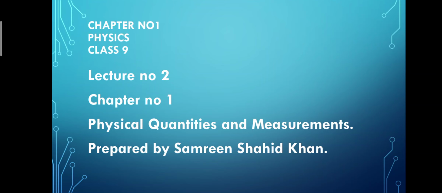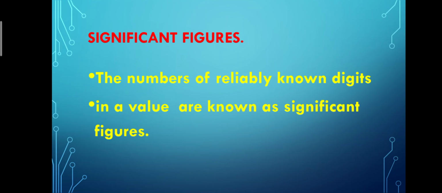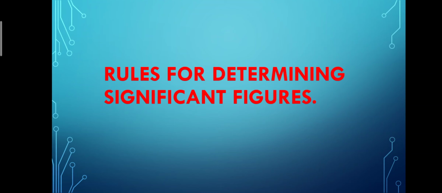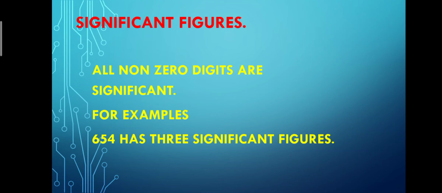Chapter number 1, class 9, Physical Quantities and Measurement, lecture 2. Significant figures. The number of reliably known digits in a value are known as significant figures. Now, rules for determining significant figures. All non-zero digits are significant.